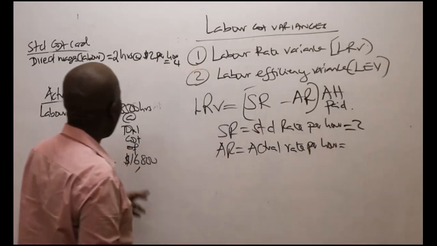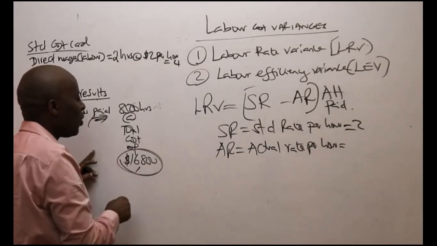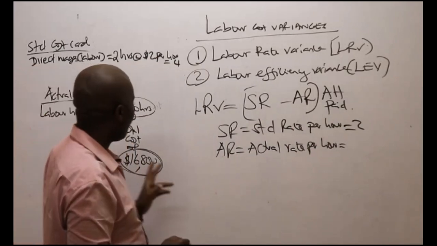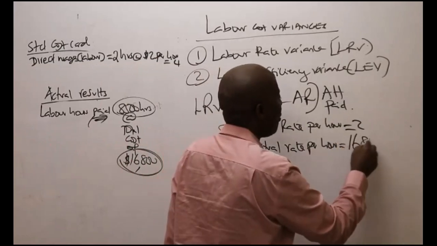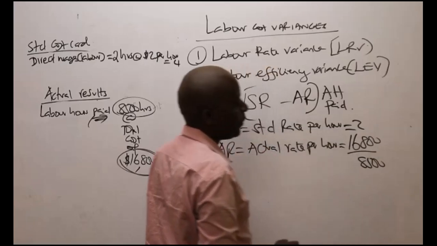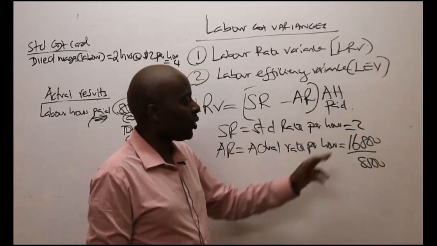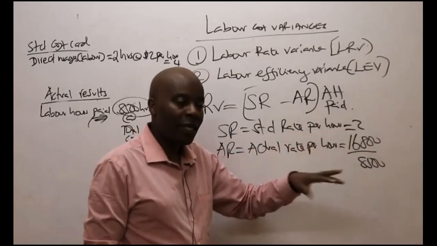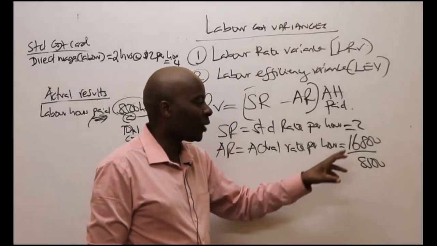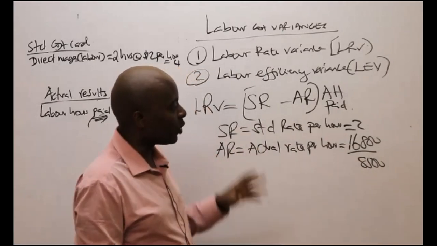Ladies and gentlemen, I can see my labor indeed cost me 16,800, but with this 16,800, I procured 8,500 hours. So the actual rate per hour will be 16,800 divided by 8,500. The worst mistake that I can ever do in terms of variances is to divide this and then get a figure unless it will give me a beautiful decimal point. Because I know that this 16,800 is for this number of hours, but I want rate per hour. That's why I have to divide like that.